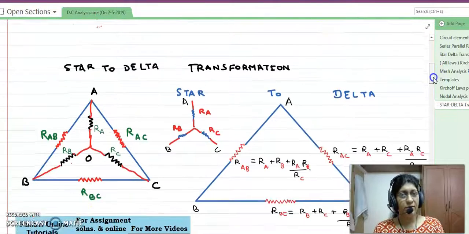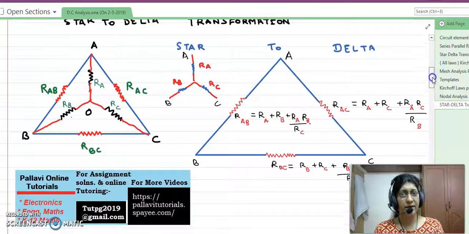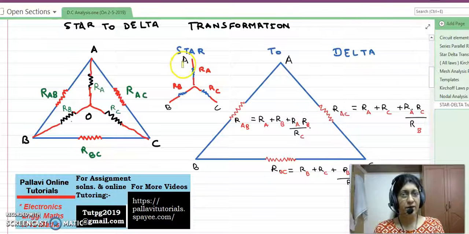Having said so, we go forward to star to delta transformation. What is star to delta transformation? It is exactly the reverse of delta to star transformation. You will be given an internal star. Suppose you are given the values of the internal resistances Ra, Rb and Rc, you have to convert it into the outer three resistances Rab, Rac and Rbc.